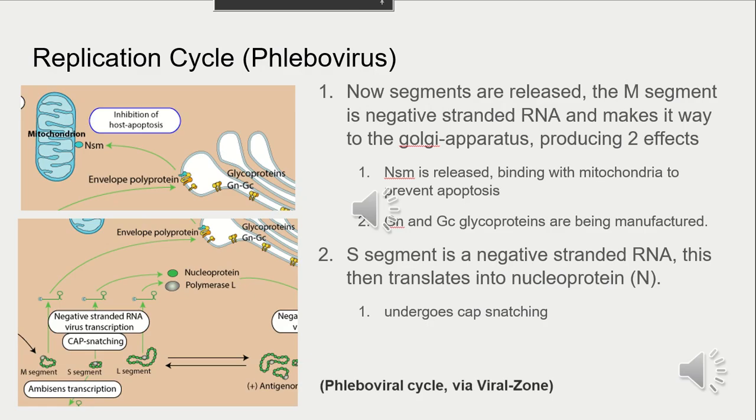Replication cycle continued. Now segments are released. The M segment is negative stranded RNA and makes its way to the Golgi apparatus, producing two effects. NSM is released, binding with mitochondria to prevent apoptosis. GN and GC glycoproteins are being manufactured as well. The S segment is a negative stranded RNA. This then translates into nucleoprotein N and undergoes cap snatching.